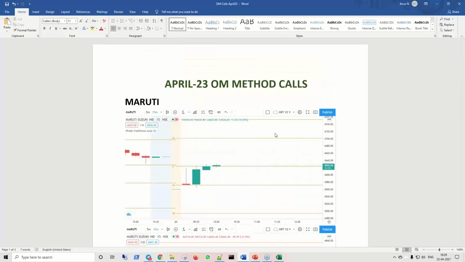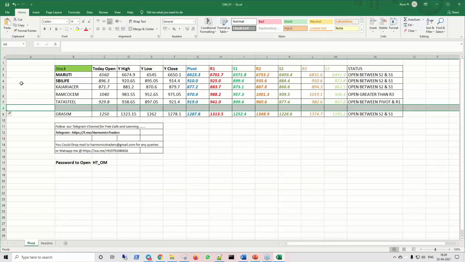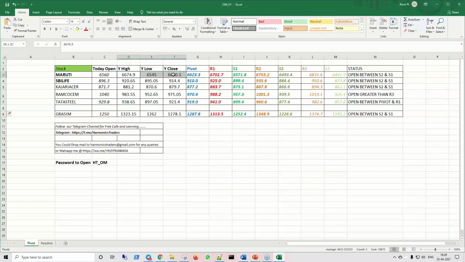Okay, so these are the ones which got triggered today. So Maruti, this is yesterday's data. Okay, friends, I'll show a few more charts so that you will get more clarity, and then let me continue with your queries. Okay, see, these are Maruti's yesterday's data: 6674, 6545, 6650, and today 99.